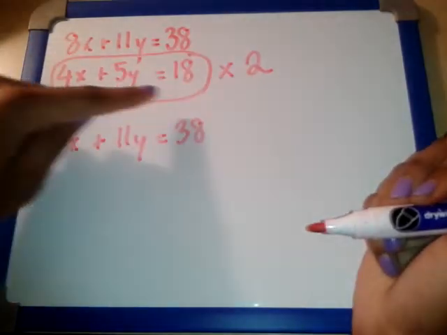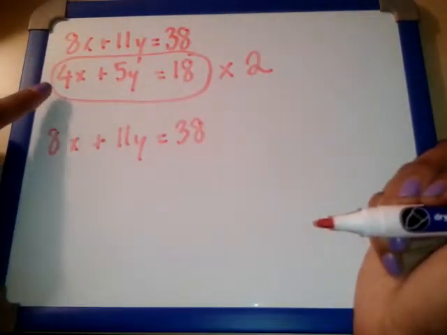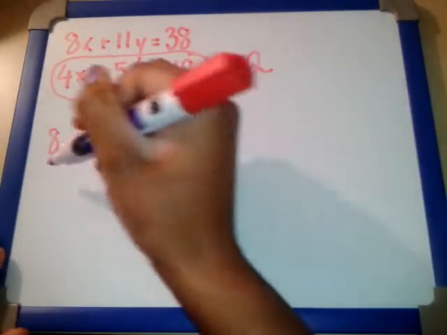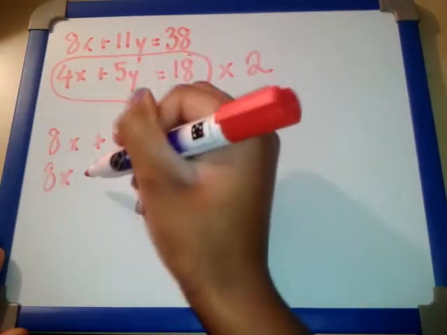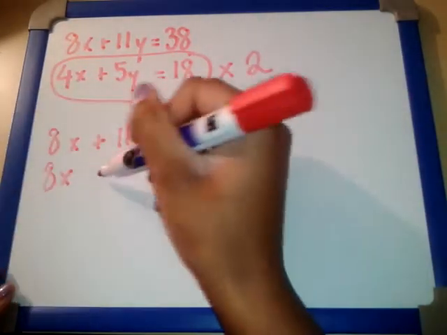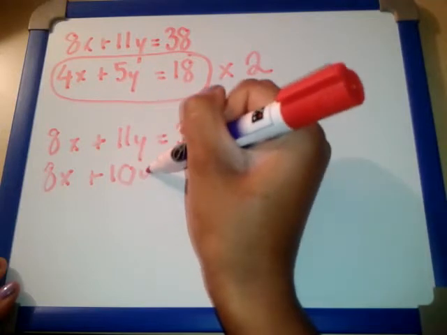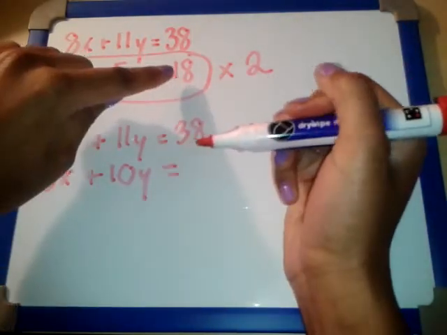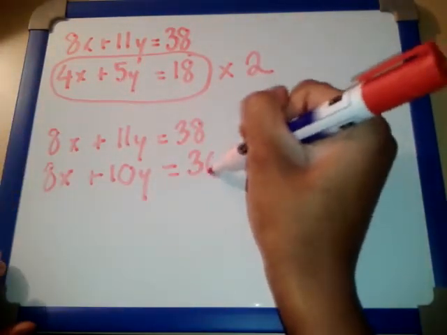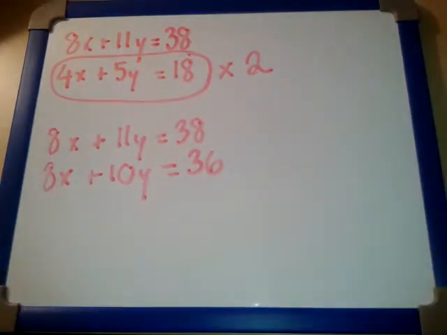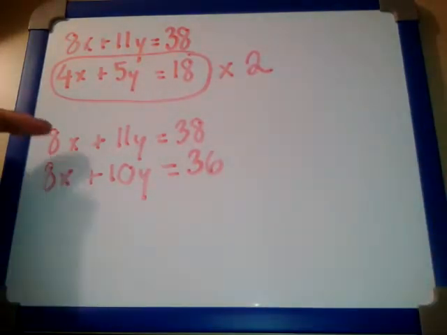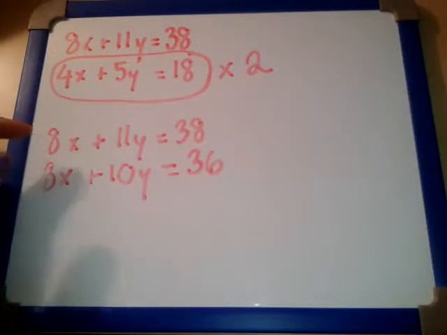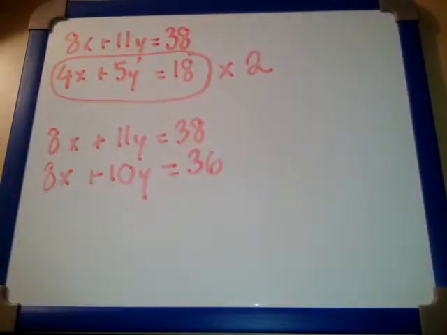And now we're going to multiply the second equation by 2. So 4x multiplied by 2 equals 8x. 5y times 2 equals 10y, and 18 times 2 equals 36. So now we have the situation that we wanted. We have the x values which are exactly the same. And because we now have that, we can begin with the elimination process.